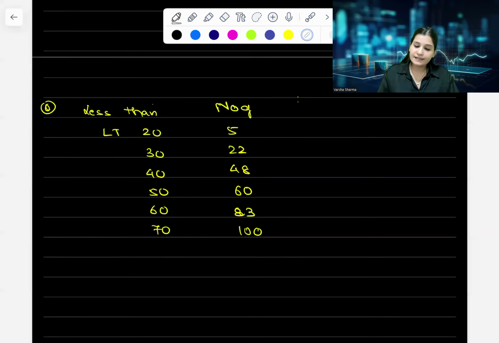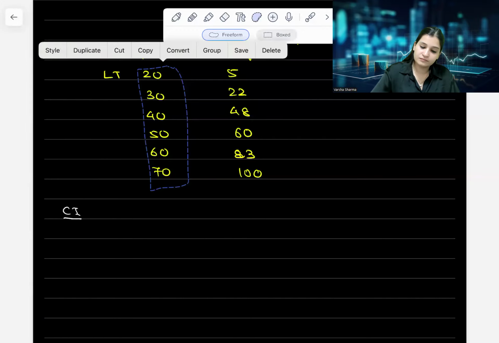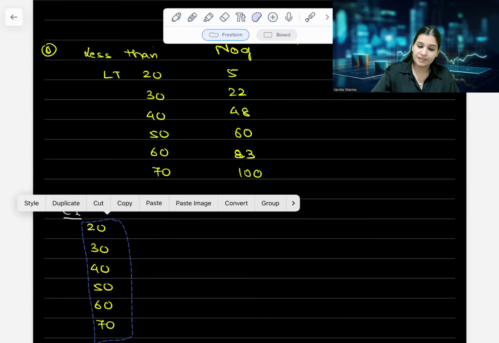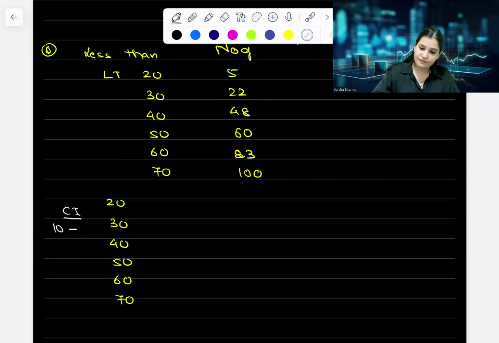So from a less than table, how do we form a normal table? In less than, what do we use? These are all upper limits. In less than, all the values that are provided are upper limits. Everyone has a gap of 10. So we fill them up.